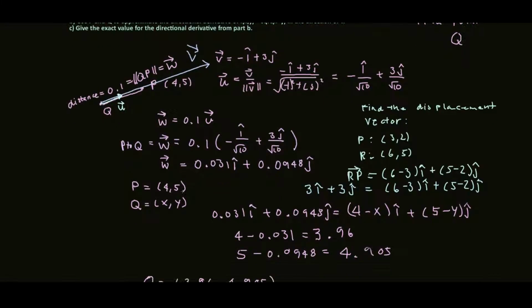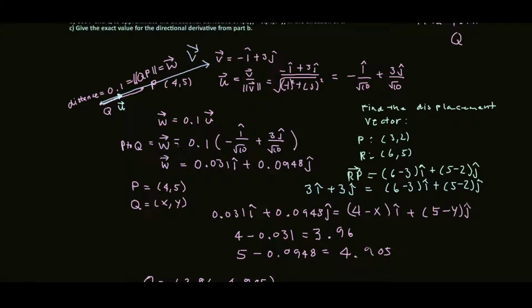Okay. So we have the unit vector and we multiply it by the scalar, so we get W. And W is actually the displacement vector from Q to P.